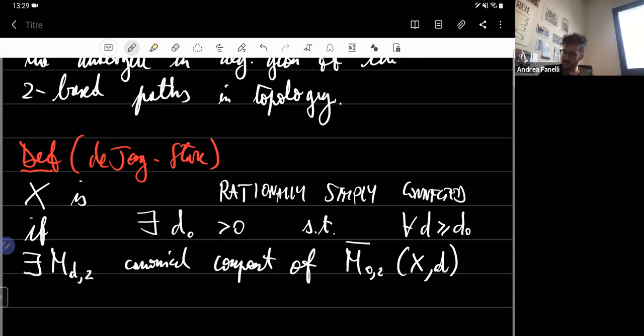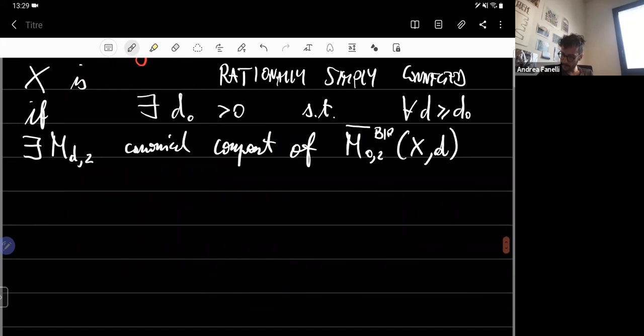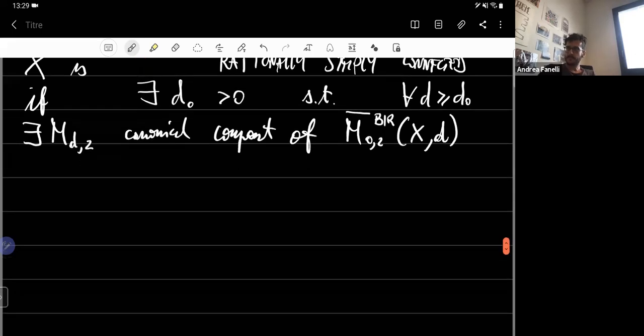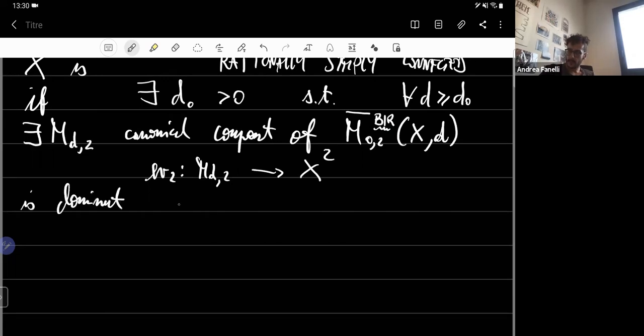Let me also add this. I will consider just the irreducible components which parameterize morphisms which are birational onto their image. I will just focus on this. This is a little technical, but I want to do this restriction. This is the meaning of this bar here. And I look at the evaluation map from M_D to X squared, and I ask that this is dominant and the general fiber is rationally connected.